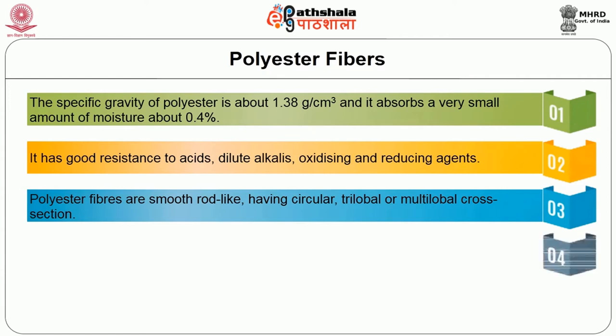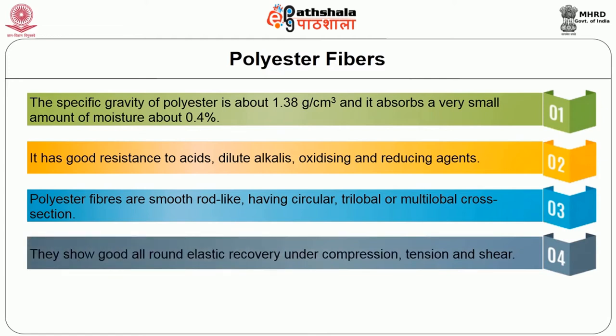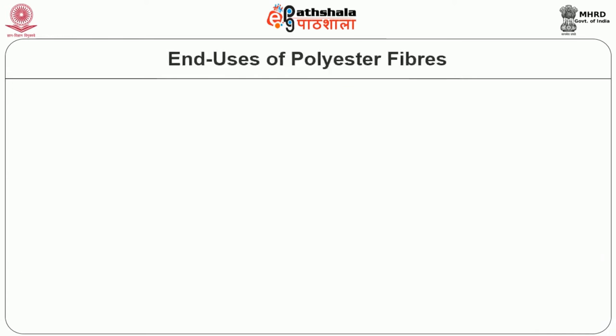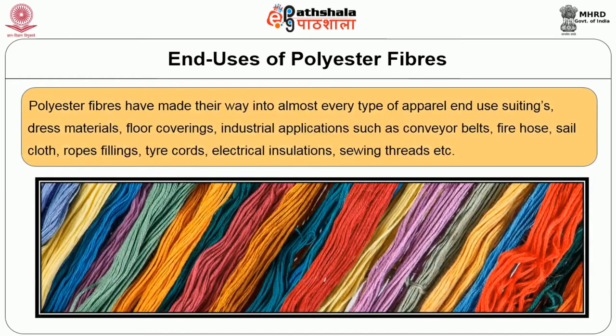They show good all-round elastic recovery under compression, tension and shear. They have high modulus and are dimensionally stable, with low moisture regain and low creep. Some of the end-use applications of polyester fibers are as follows. Polyester fibers have made their way into almost every type of apparel end use, such as suitings, dress materials, floor coverings, and industrial applications such as conveyor belts, fire hose, sailcloth, ropes, fillings, tire cords, electrical insulation, sewing threads, and so on.